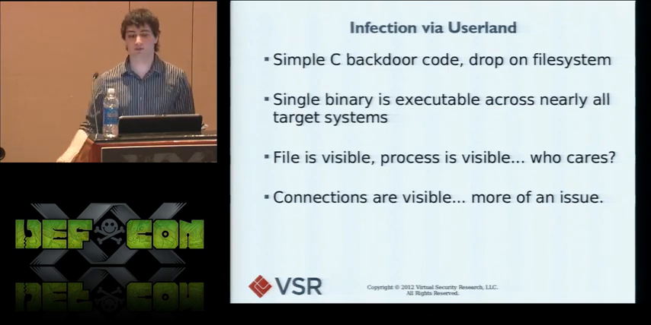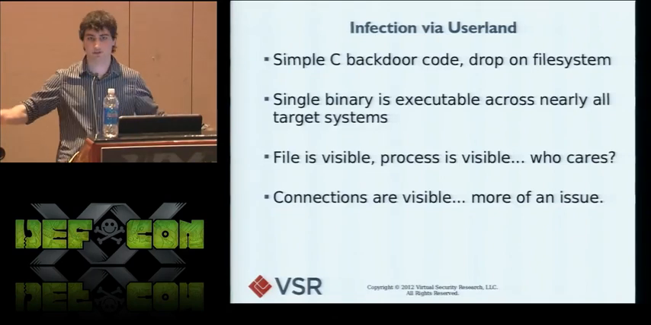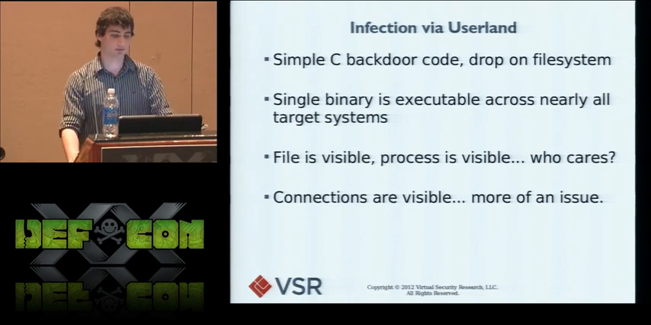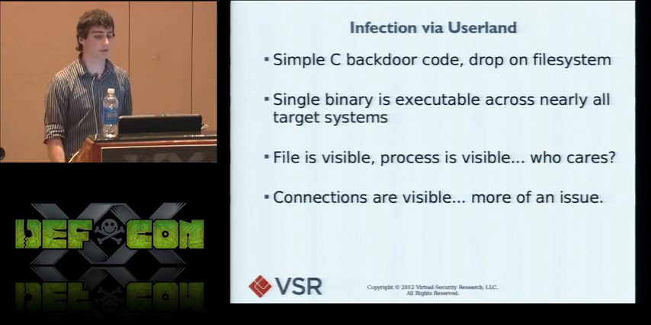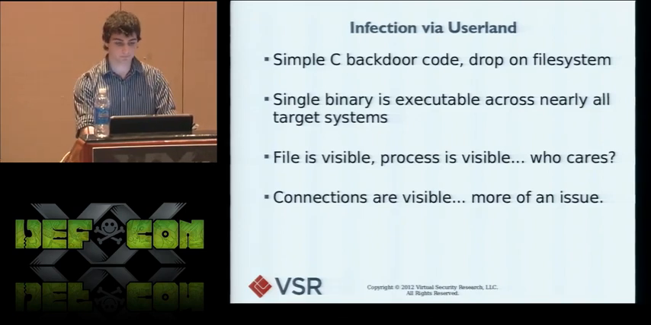We have two vectors we can do this through. Userland, which is dirtier, quicker, more portable. You can run a single binary across every device because it's the same architecture, it's all Linux. Or you can do kernel land, which is stealthier, but you have more development considerations, and it's less portable. You have to tailor it to each specific device.